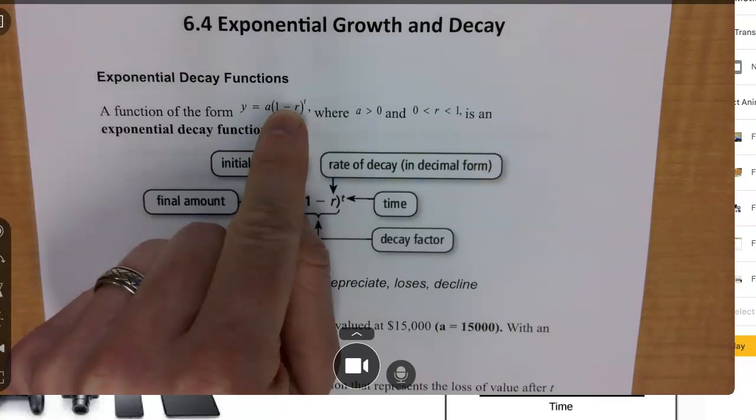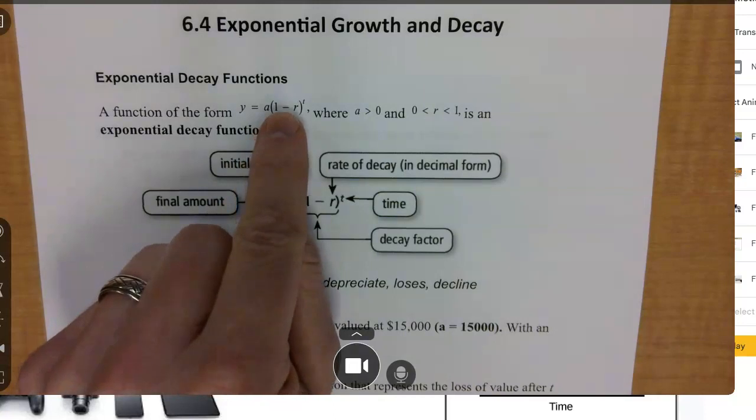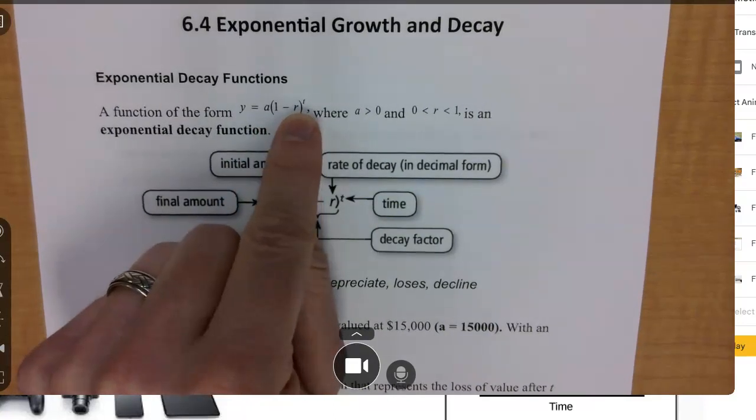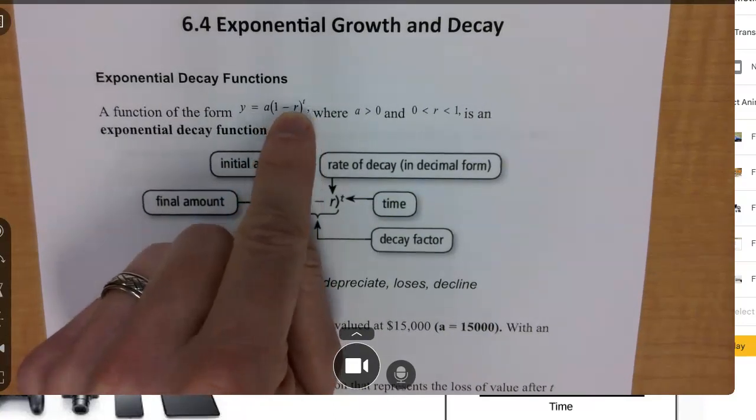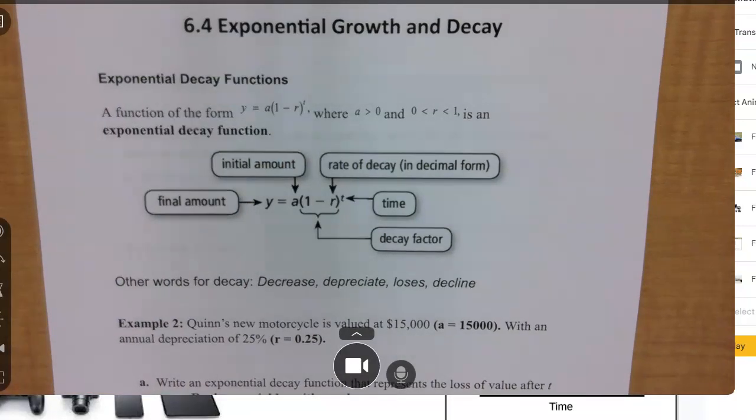So if it's increasing and we add an R value to 1, like with the rabbits, it was 1.11, that's bigger than 1, it was growing. Well, if we subtract the rate of decay, we're going to get a number inside of here that's less than 1. And that's going to produce decay just like it did the other day.